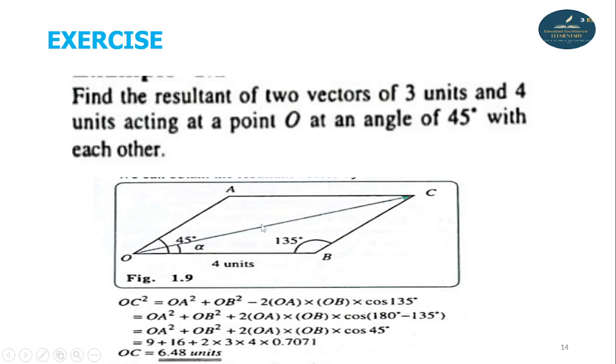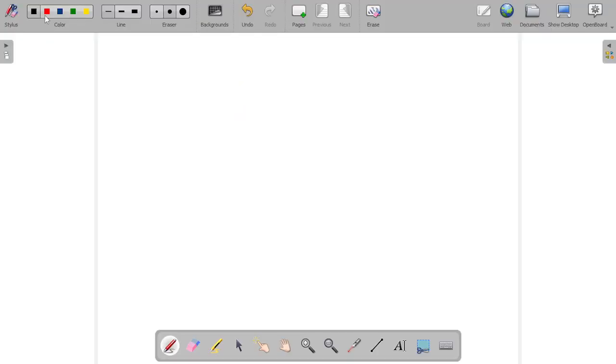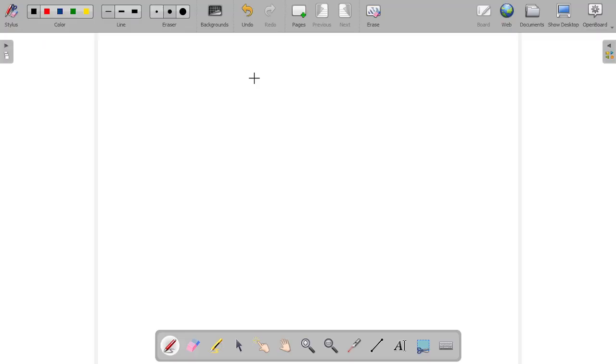Let's solve it. So let's erase this. The vectors act how? The resultant of two vectors of 3 units and 4 units acting at a point O at an angle of 45 degrees with each other. So the vectors act at 45 degrees with each other. That means the angle between the two vectors is 45 degrees. Now, supposing this was the first one and the second one.